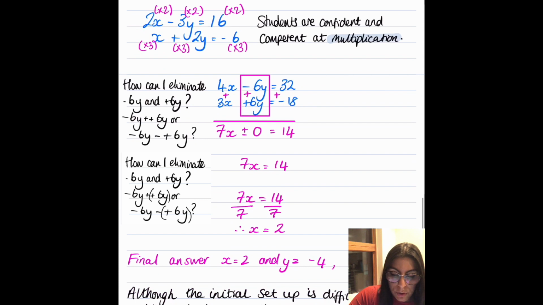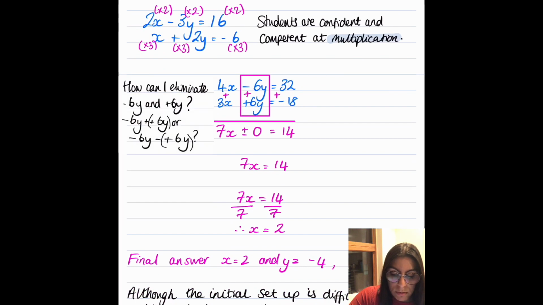So these are my new equations. I have 4x minus 6y equals 32, 3x plus 6y equals negative 18, and again, I've highlighted what I've actually had the same, which is my negative 6y and my positive 6y. I'm asking the same questions. How can I eliminate negative 6y and positive 6y?